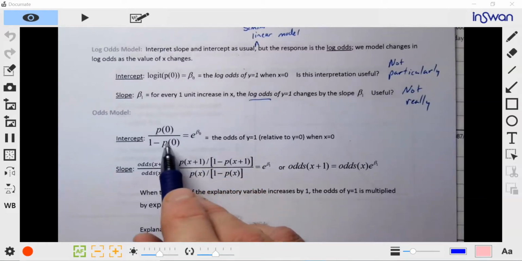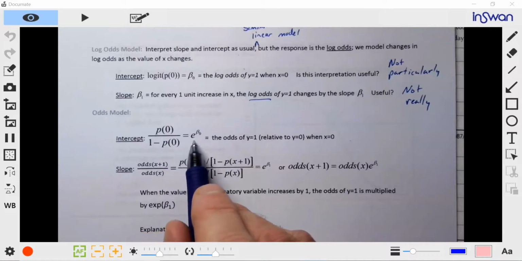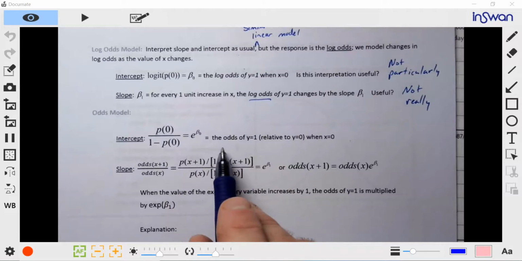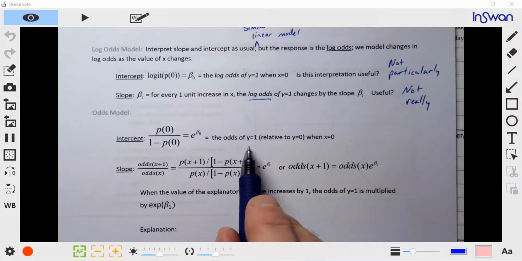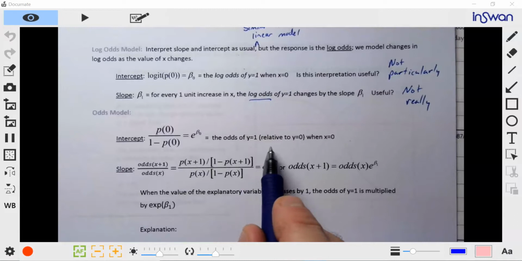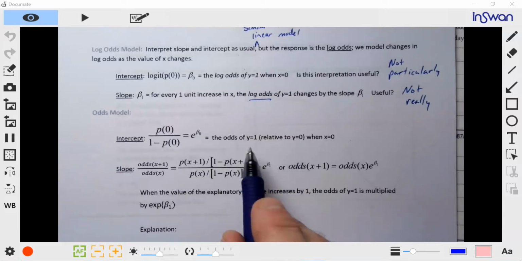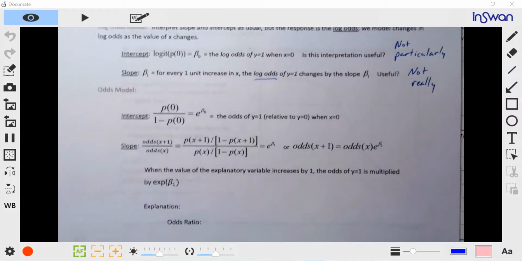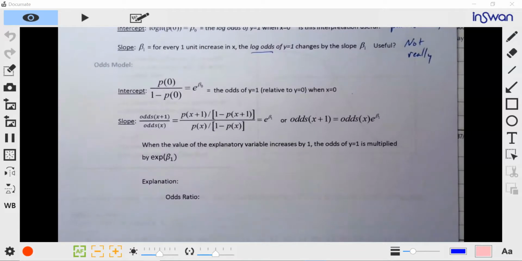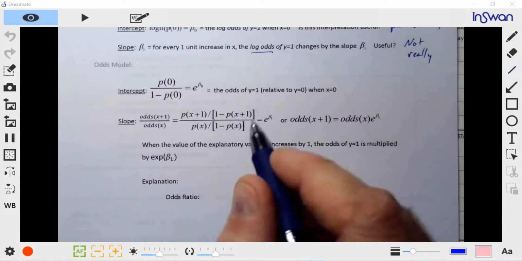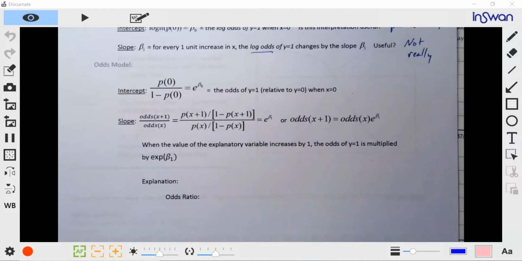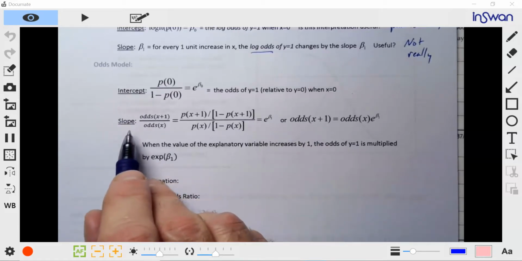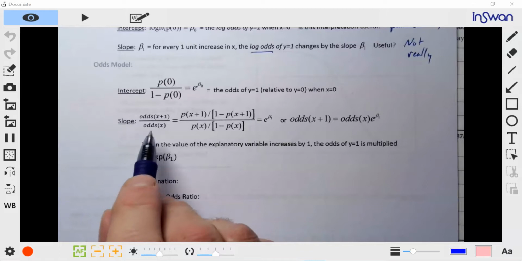So if I want to interpret the intercept on the odds scale, I just take e to the beta 0. And the interpretation is the odds of y equals 1 relative to y equals 0. So what are the odds that y would equal 1 when x equals 0? Odds themselves are still tricky to interpret, but I'll show you an easier way to interpret odds down below. Actually, when we talk about slope, we're going to get into this a little bit.